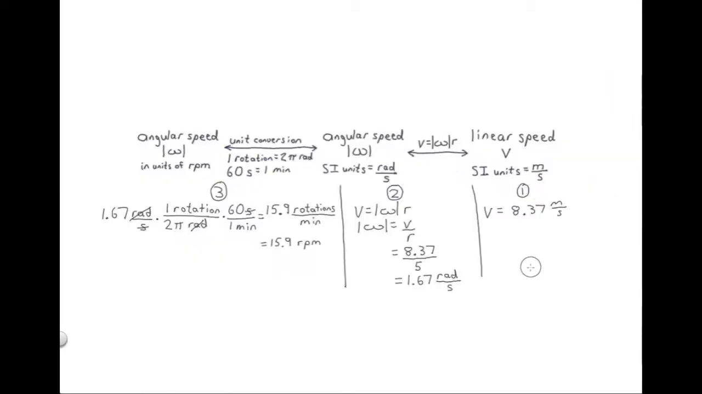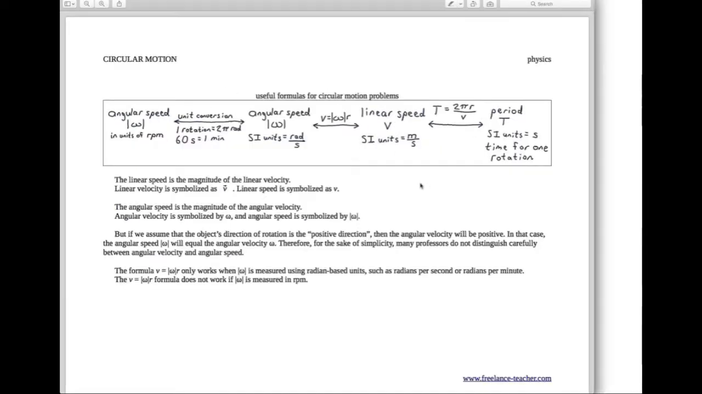Otherwise, the calculator will not realize that both the 2 and the pi belong together in the denominator of this fraction. So we've seen how useful this flowchart is for solving parts B and C of the problem. Keep in mind that this complete version of the flowchart from the handout also includes a formula for calculating capital T, which represents the period of rotation. The period of rotation is the time that it would take for the object to complete one complete rotation.